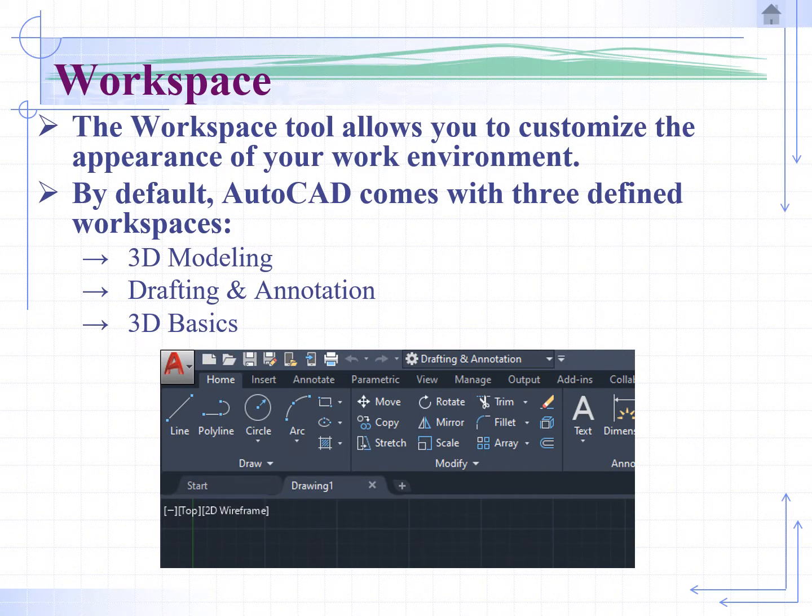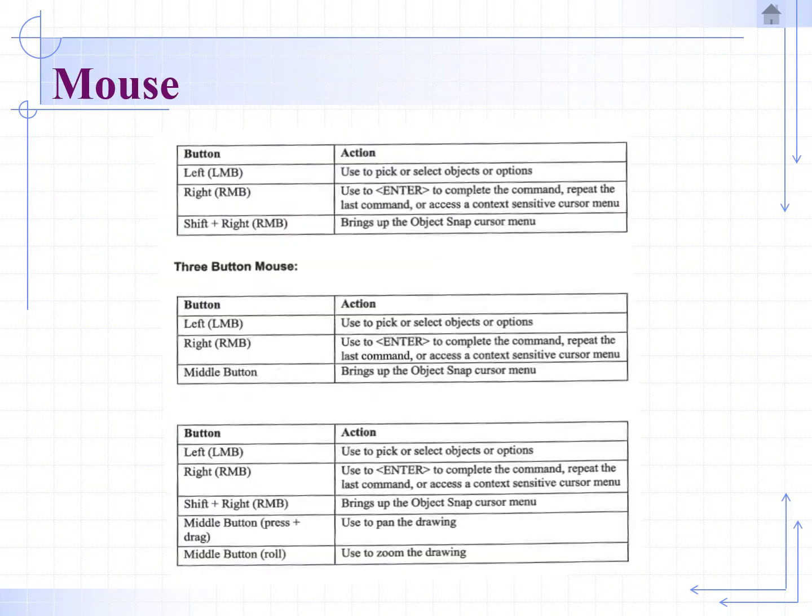So the workspace is going to be the main screen when you open up your AutoCAD program. The workspace allows you to customize the appearance of your work environment. By default, AutoCAD comes with 3 defined workspaces: 3D modeling, drafting and annotation, and 3D basics. And all we'll be using in this class will be drafting and annotation. That's the only one we'll be using.